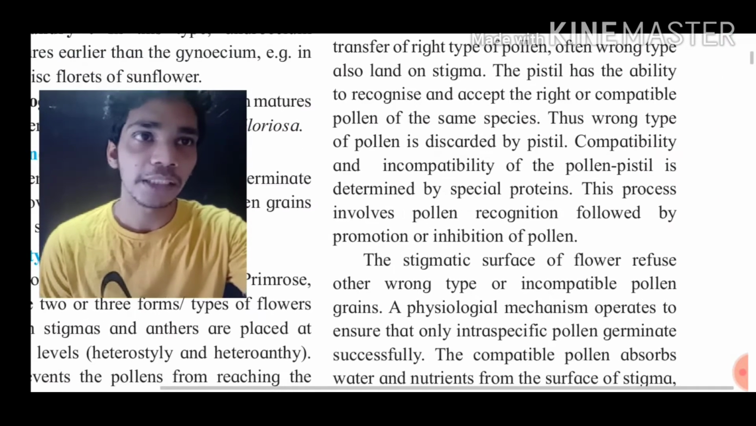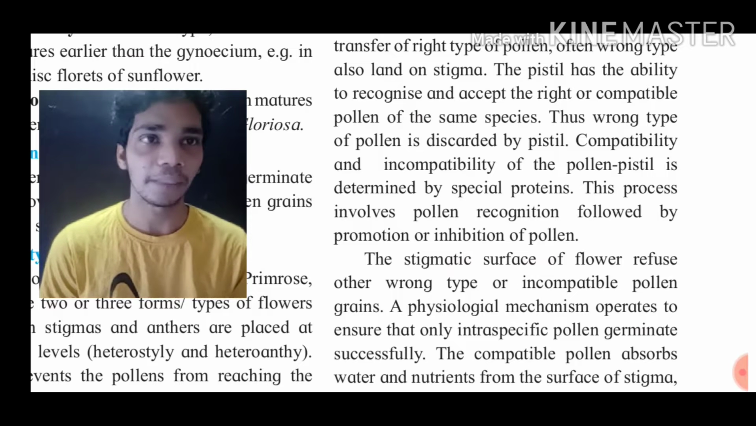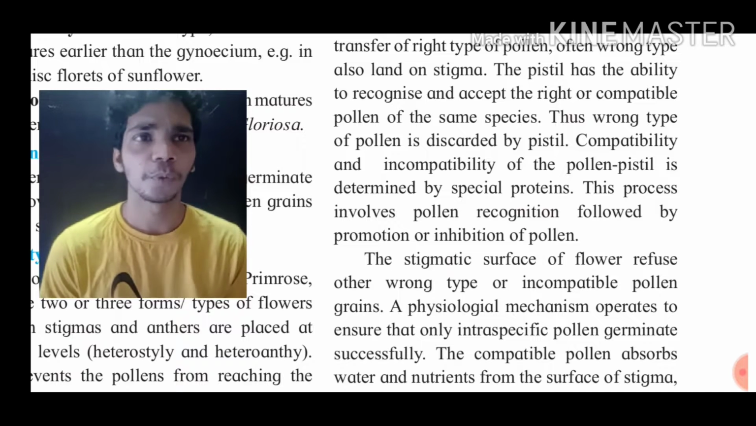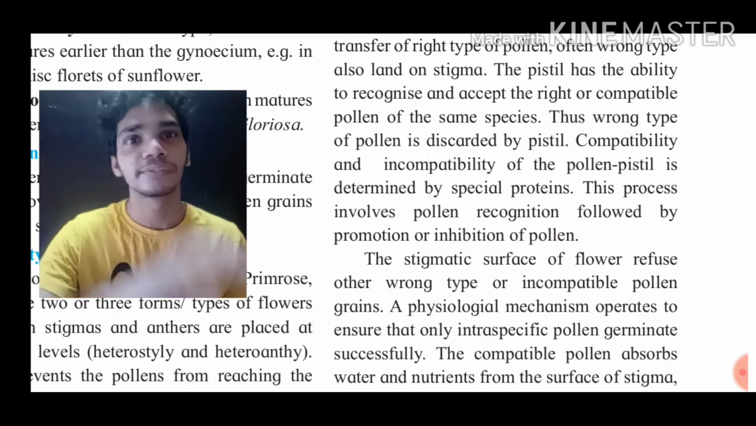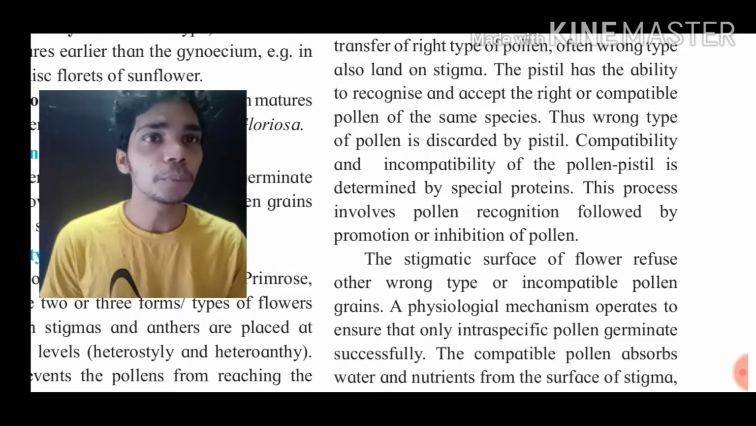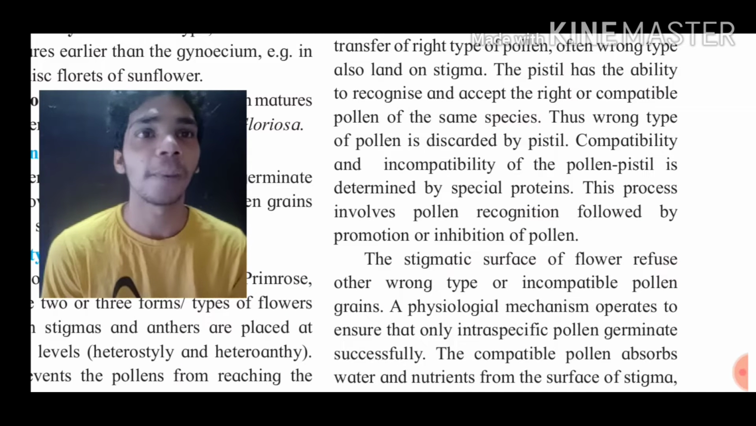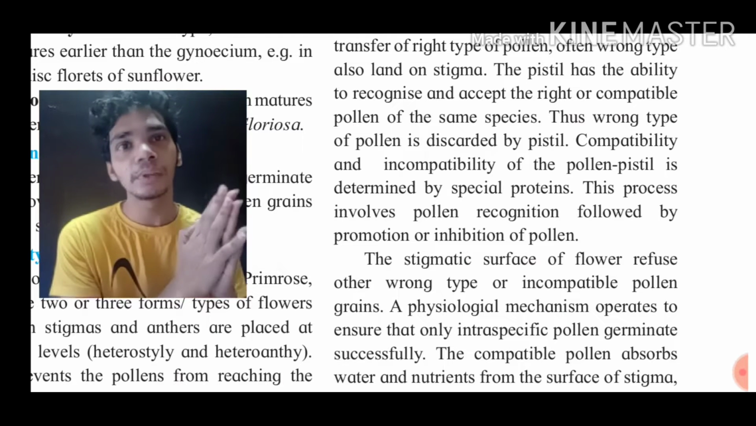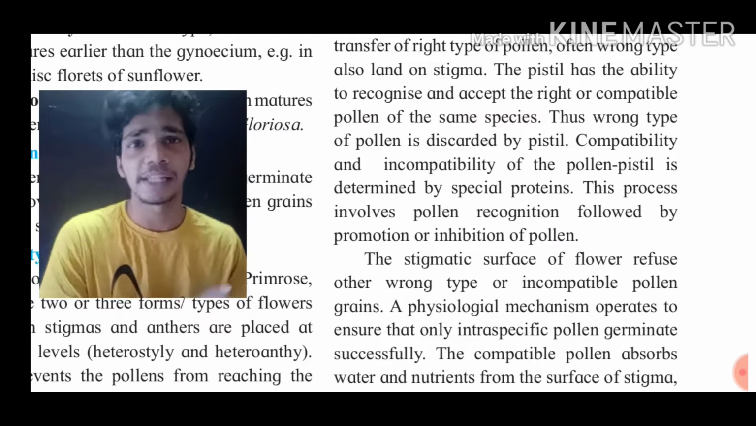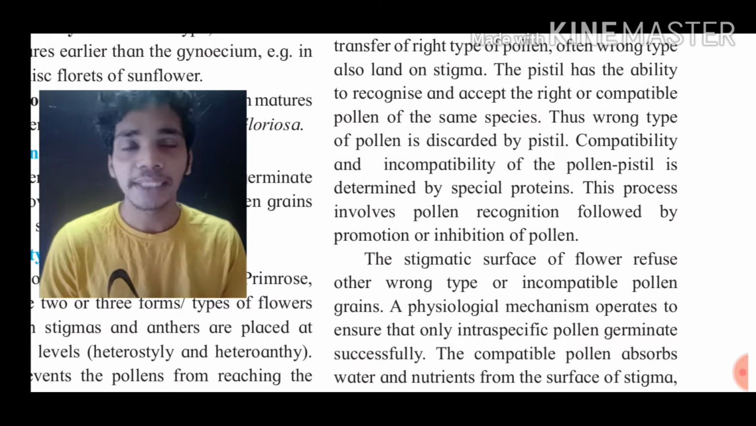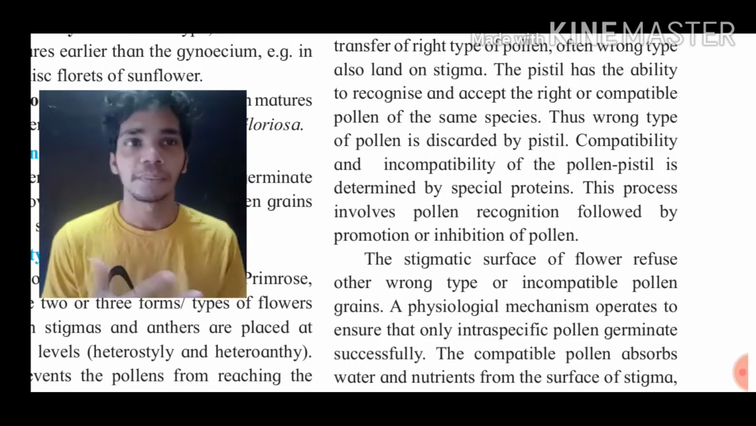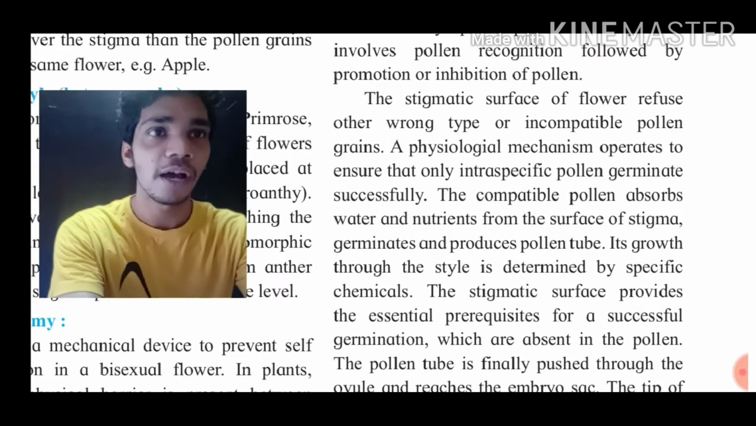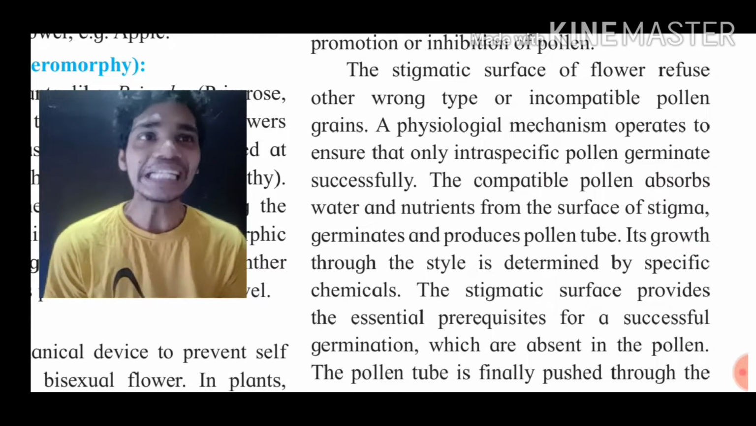Compatibility, I'm moving to the next part. Compatibility and incompatibility of the pollen and pistil is determined by a special protein. They possess a special protein which recognizes which is compatible and which is not. This process involves pollen recognition followed by the promotion or inhibition of the pollen. So this is the mechanism in which some pollen undergo fertilization and some pollen are discarded. Why are they discarded? Because they don't have the proper ability to germinate. So the stigmatic surface of a flower refuses other wrong type of incompatible pollen grains.